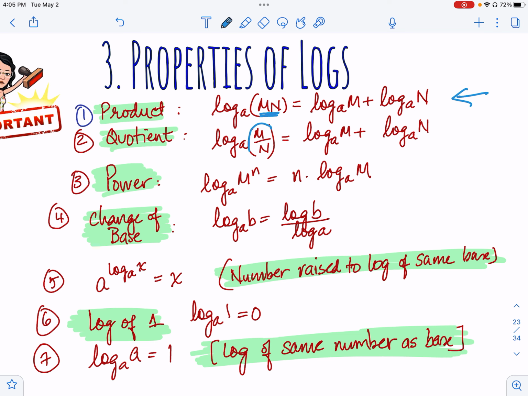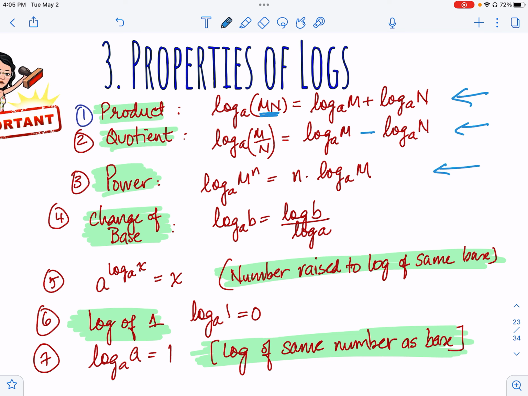Quotient property says if the value of the log here looks like a quotient or ratio of 2 expressions, it can be broken down into a subtraction problem. Let me fix that. Subtraction problem. Log of m minus log of n. Keep the base the same.